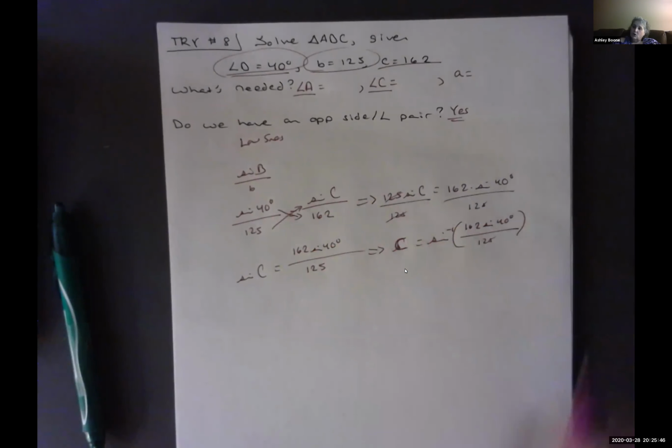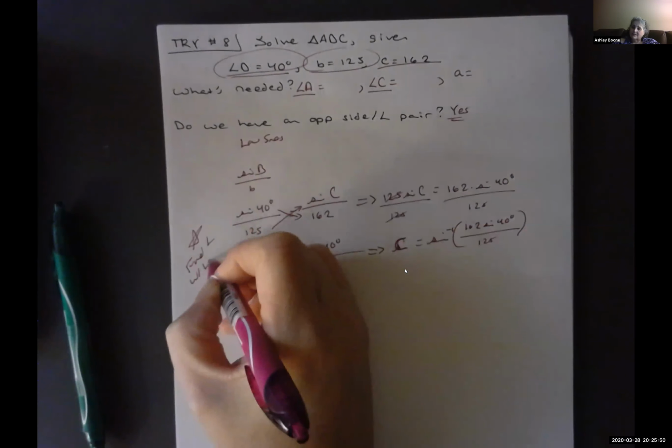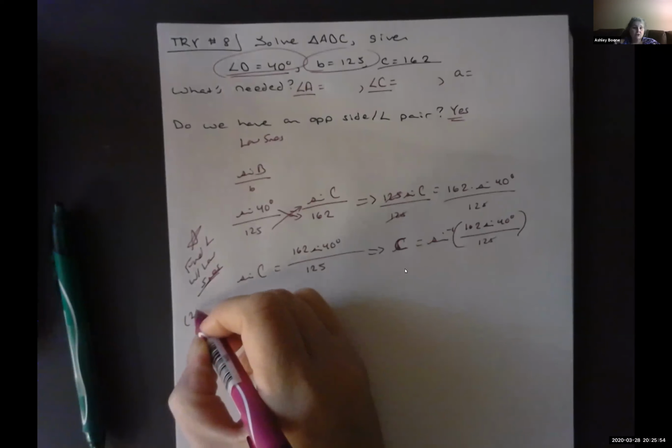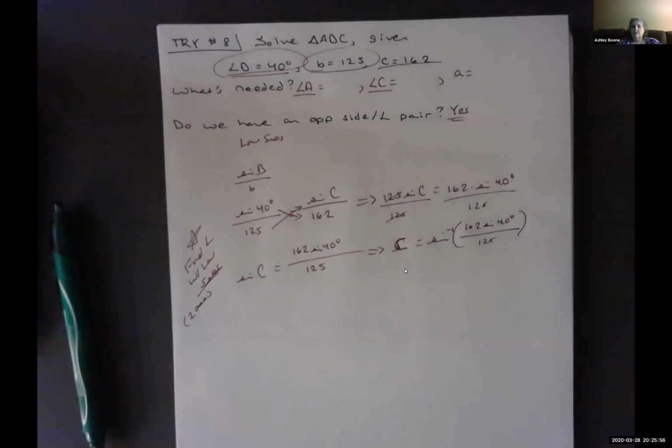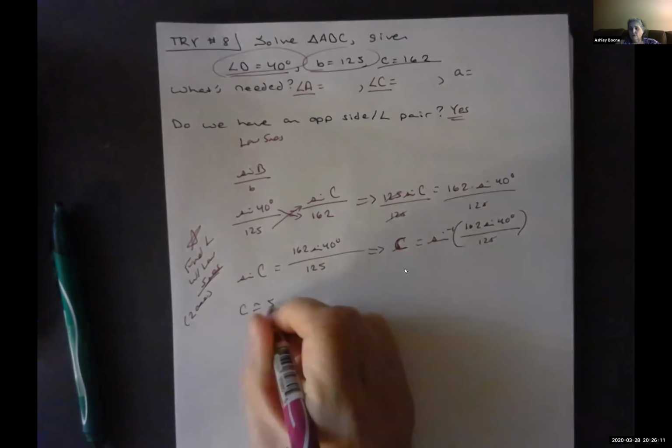Now, we are finding an angle with the law of sines. That's the one situation where we're going to have to look at two cases. Let me go ahead and do inverse sine of 162 times sine of 40 divided by 125. You're going to end up with C is approximately 56.4 degrees.